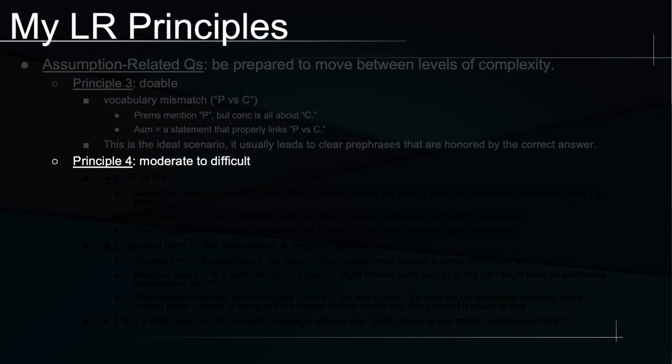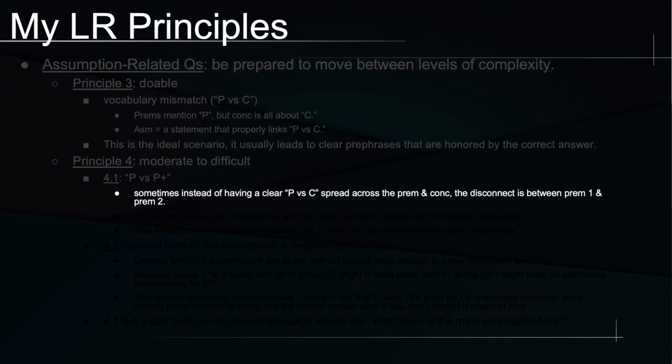But of course, the ideal isn't always the case, and so for the more moderate to sort of lower end of the high difficulty questions, that's where I dip into principle 4. So principle 4, I split it into 2 parts, so we'll start with principle 4.1. That's where instead of a P versus C structure, I am looking for what I call a P versus P plus structure. Sometimes, instead of having a clear P versus C opposition spread across the premises and the conclusion, the logical disconnect is between premise 1 and premise 2. So again, in P versus C, there's a concept P in the premises and there's a concept C in the conclusion. That's a pretty clear divide.